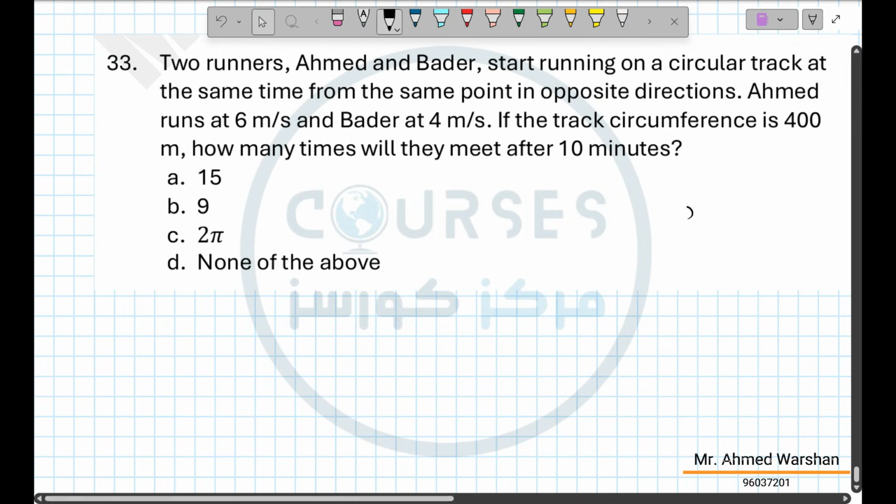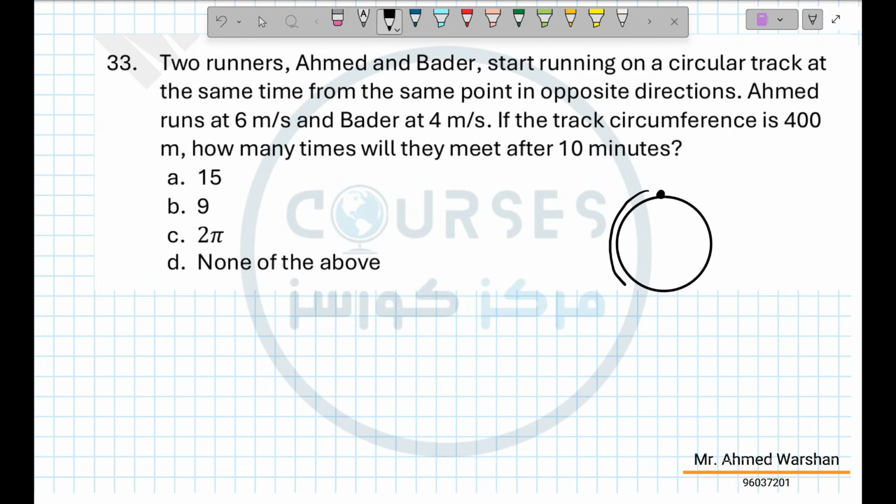So we have a circular track. Both are starting in the same point. One is going here and the other is going there. They will meet at a specific point. Okay? So we want to know after how many seconds they will meet the first time. Find that time and then divide the 10 minutes by that, and we will know how many times they meet. So how can we tell how many times they meet?